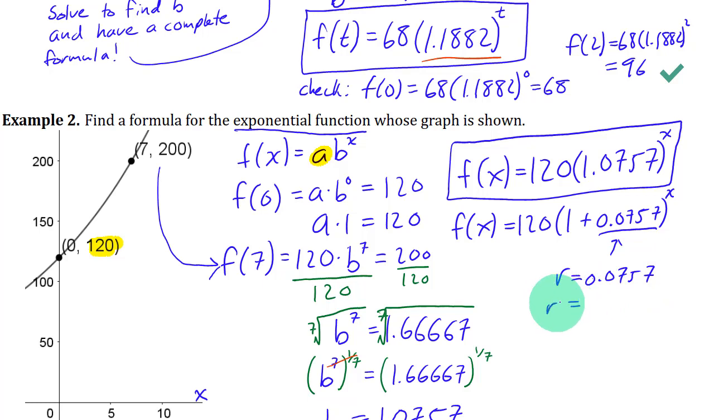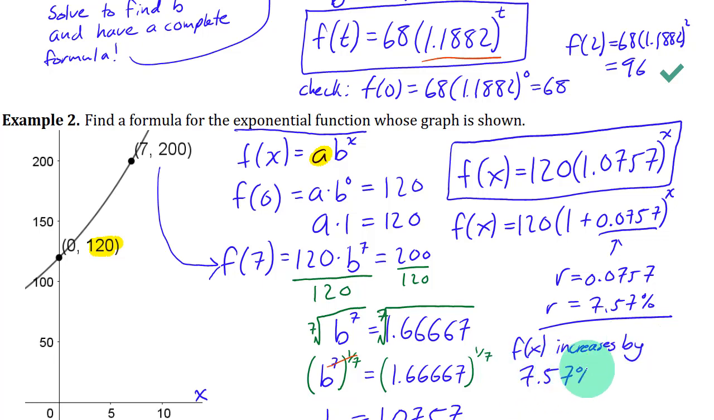0.0757, if you write that as a percentage, it's 7.57%. So that's the growth rate of this. So we could say that f of x increases by that much, 7.57%, when x increases by 1.